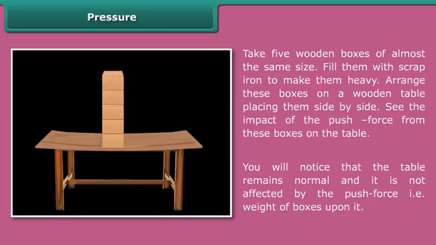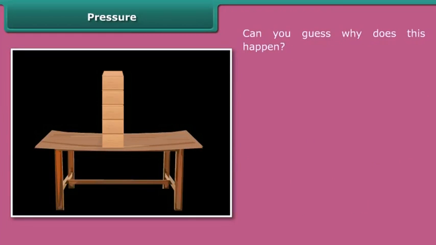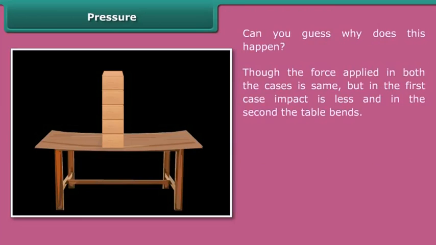In this arrangement, the table either bends or breaks under the weight of the boxes. Can you guess why this happens? Though the force applied in both cases is the same, in the first case the impact is less, and in the second, the table bends.